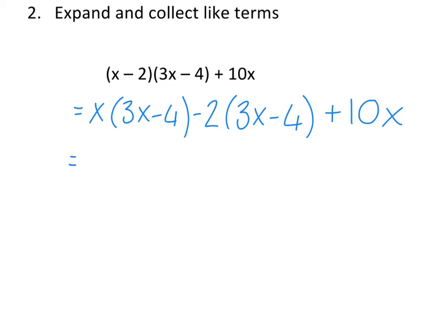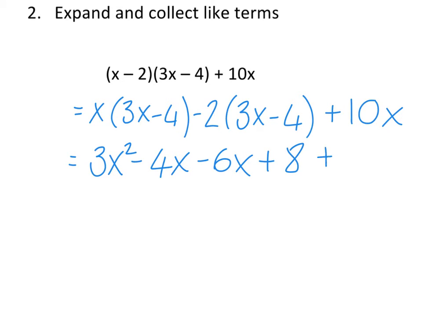x times 3x, first of all, is 3x squared. Take away x times 4, which is 4x. -2 times 3x is -6x. And -2 times -4 gives us a positive. 2 4s are 8. And our plus 10x.